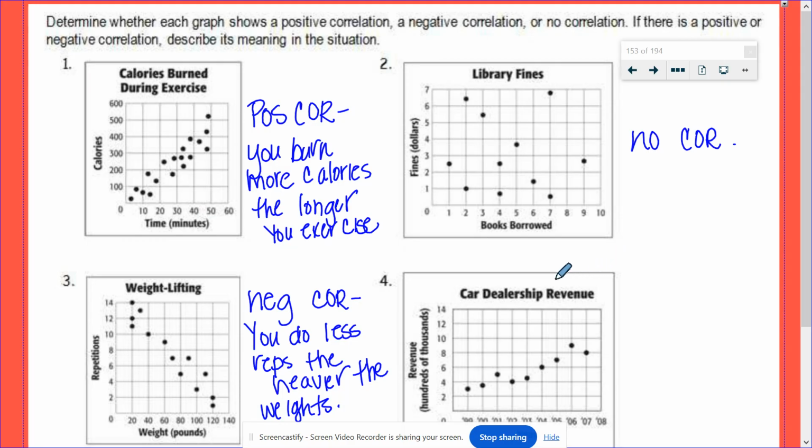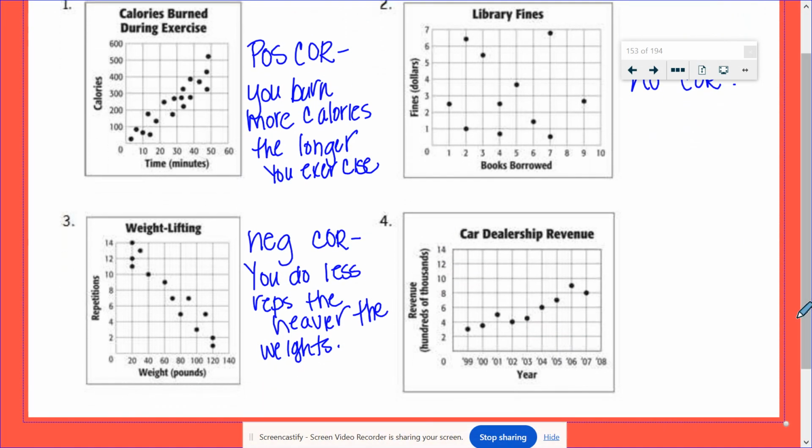Okay, number 4, car dealership revenue. So we have money in thousands of dollars on our y-axis, and then we have cars that are going from 1999 all the way up to 2008. So the cars are getting newer. Now this one is sort of tricky because the points are somewhat in a line, and there is only a very slight increase, but enough to say that there's a positive correlation. So then we could say revenue increases with newer cars.